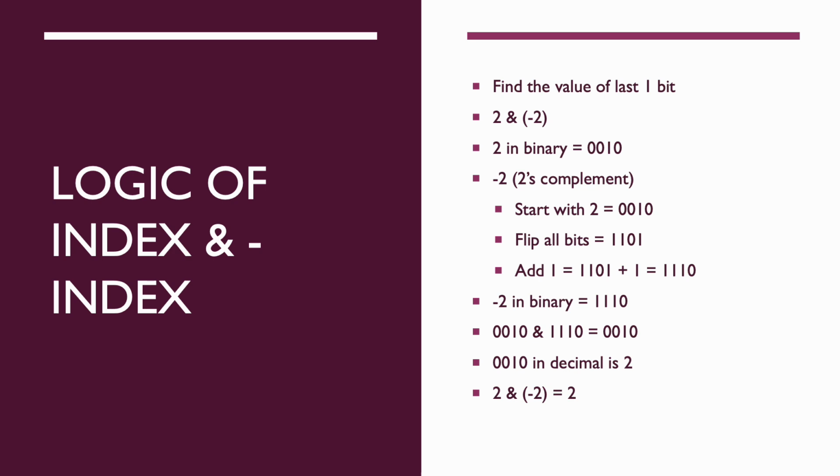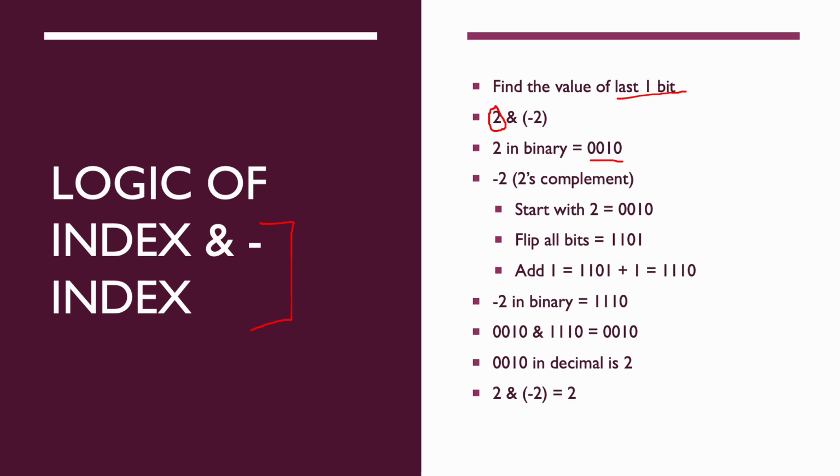So now let's talk about the logic of index and minus index. This is basically done to get the last set bit. So we want to get the last set bit. Let's say our current index is 2. So what would be 2 and minus 2? Minus 2 is stored as 2's complement. So what we are going to do is, let's first convert 2 to binary. We are taking 4 digits currently.